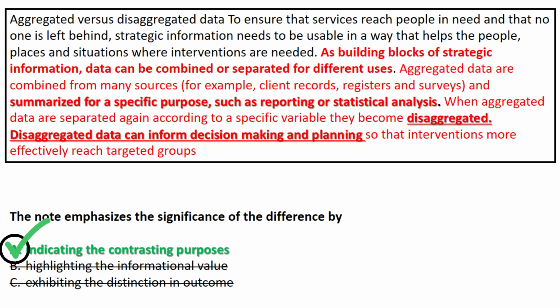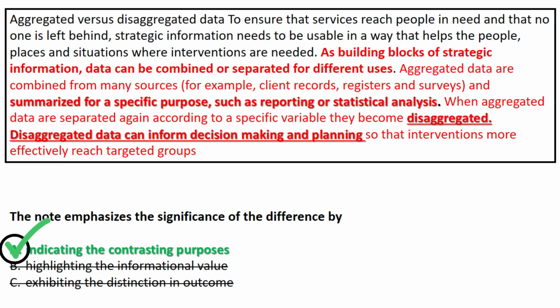Now let's analyze the other options and explain why they are incorrect. B. Highlighting the informational value. The paragraph does not explicitly mention highlighting the informational value as the purpose of the note. It mainly focuses on the difference between aggregated and disaggregated data and their respective uses. Therefore, option B is incorrect.